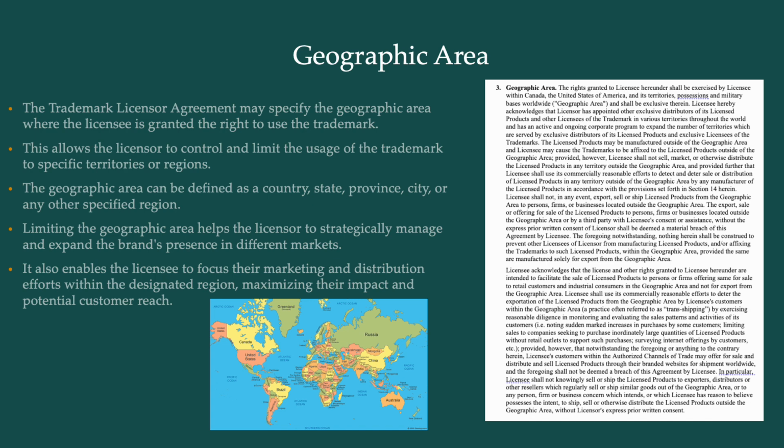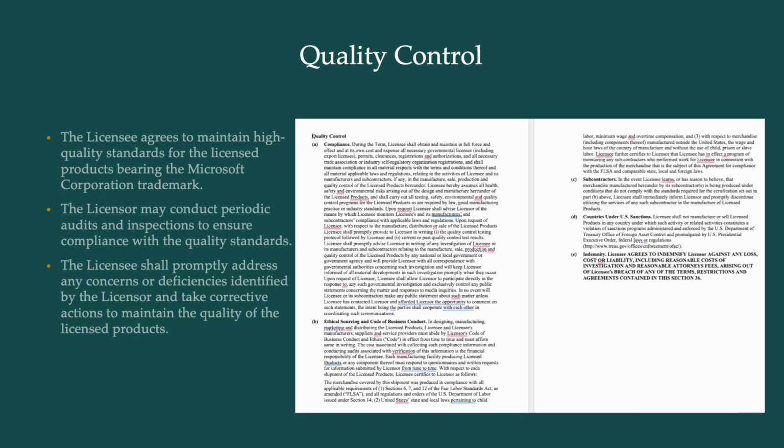The geographic area can be defined as a country, state, province, city, or any other specific region. Limiting the geographic area helps the licensor to strategically manage and expand the brand's presence in different markets. It also enables the licensee to focus their marketing and distribution efforts within the designated area, maximizing their impact and potential customer reach. Moving on to quality control.